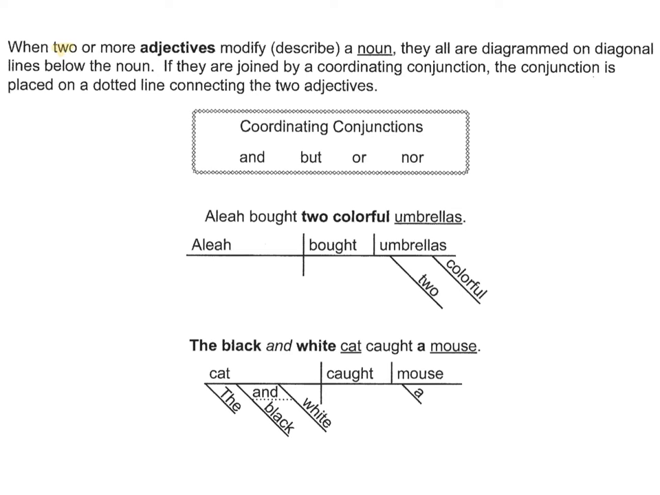When two or more adjectives modify the same noun, they are all diagrammed on diagonal lines below the noun. If they're joined by a coordinating conjunction, the conjunction is on a dotted line. So coordinating conjunctions: and, but, or, nor. We also have so, and yet, and nor. Those would also work sometimes. So we have this example over here.